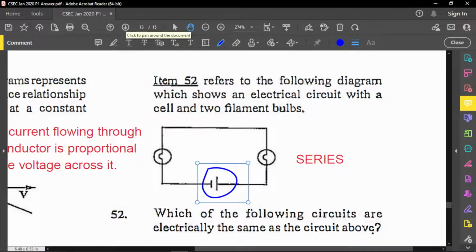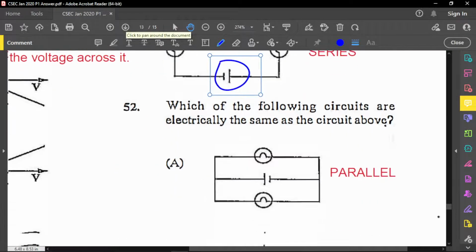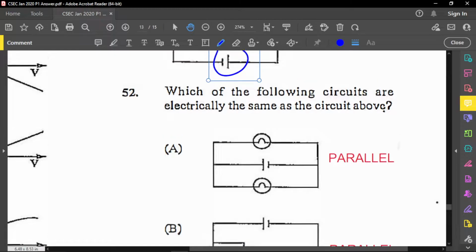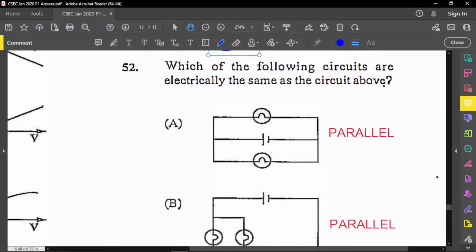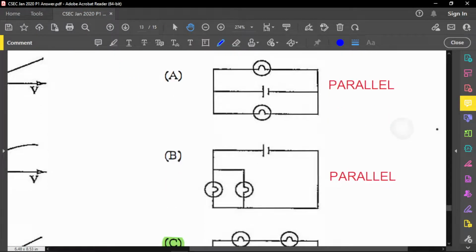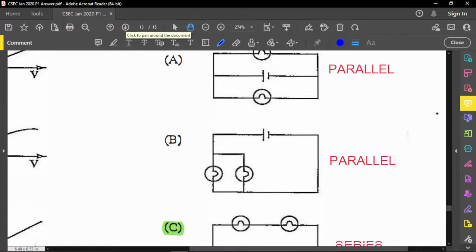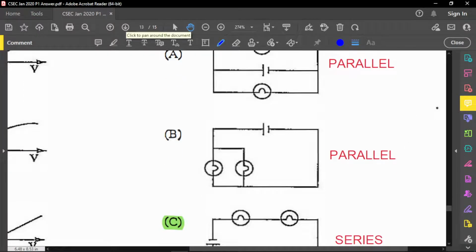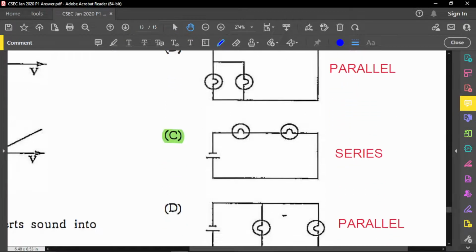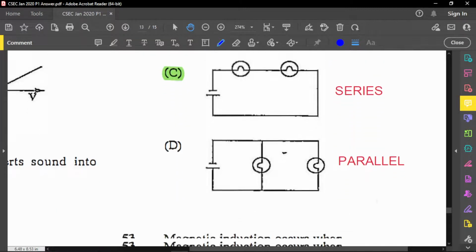So what is happening here? Since it's a series circuit, we're looking for a series circuit, right? So which of the following is the same as what is above? We have two lamps, one cell. The first one here, A, is a parallel circuit, if you notice it. B is also a parallel circuit, just drawn a little bit funny, but it's a parallel circuit indeed. And C is a series circuit, just as the one that's shown above. All right, and D is also a parallel circuit.